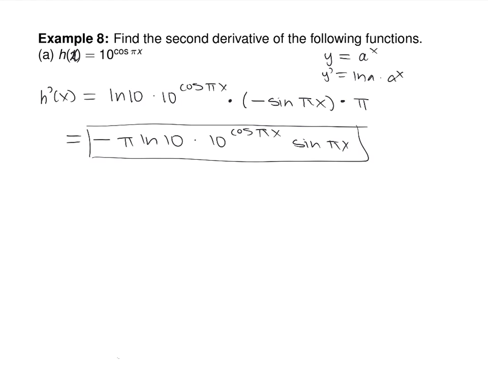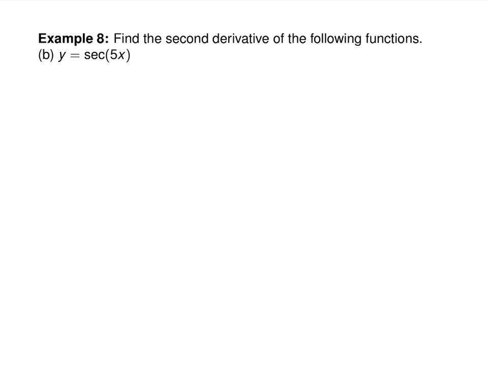We're not gonna do it. Okay, find the second derivative of the following functions. Which means first you gotta get the first derivative, right? To find the second derivative, you must get the first. So what is the first derivative of secant of 5x?